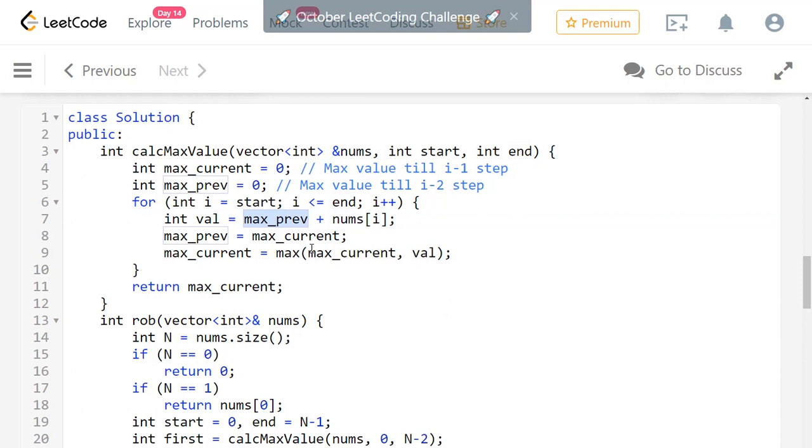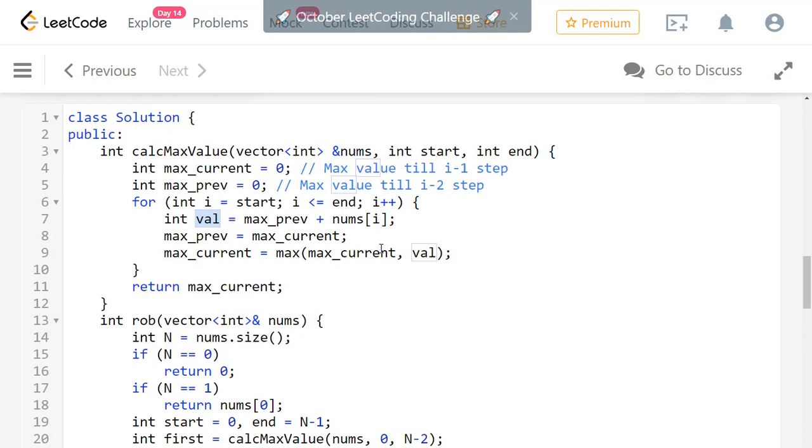So at any given step I, the current house cannot be added to the previous house. That means the previous value that you have got so far is max current. Max current represents the maximum value that you have got till the previous house, and max previous represents the maximum value that you have got till the previous to previous house. So when you are at the current house, you cannot combine that with the previous house, because the previous house and the current house will be adjacent. So you can add the value of the current house to the max previous, which is 2 steps behind.